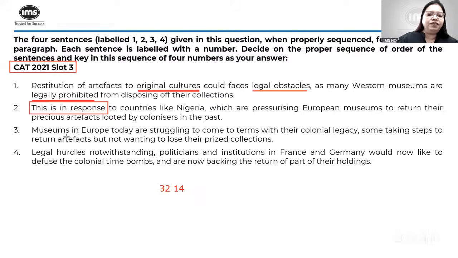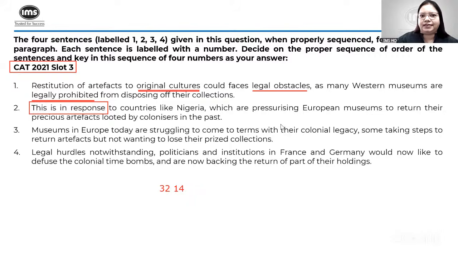This, if it's placed after 2-4, it can end up referring to the legal prohibition that Western museums face. Legal prohibitions are not in response to countries like Nigeria forcing European museums to return, correct? So 3214. 3 introduces the challenge that museums are facing, how they are returning the artifacts, especially in the current context where countries like Nigeria are pressurizing those.